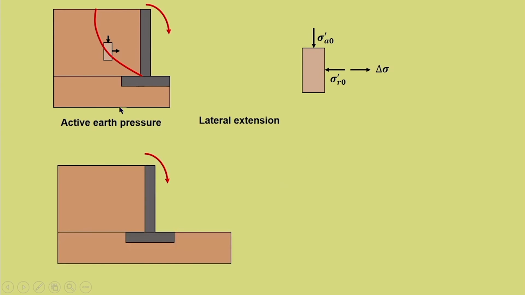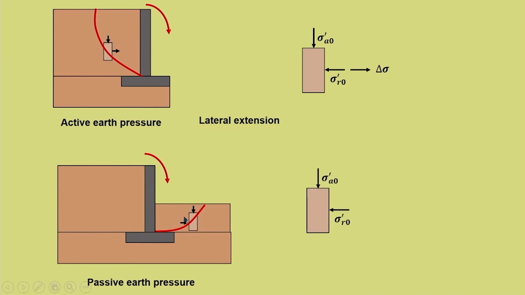Now, just the reverse of it is a typical case of passive earth pressure, that is, when the retaining wall is rotating, this mass will undergo a passive condition. So, what is happening? A more compressive condition is getting added, that is, lateral stress is increasing. So, that is a case of lateral compression. These are some of the field cases which we have already completed.